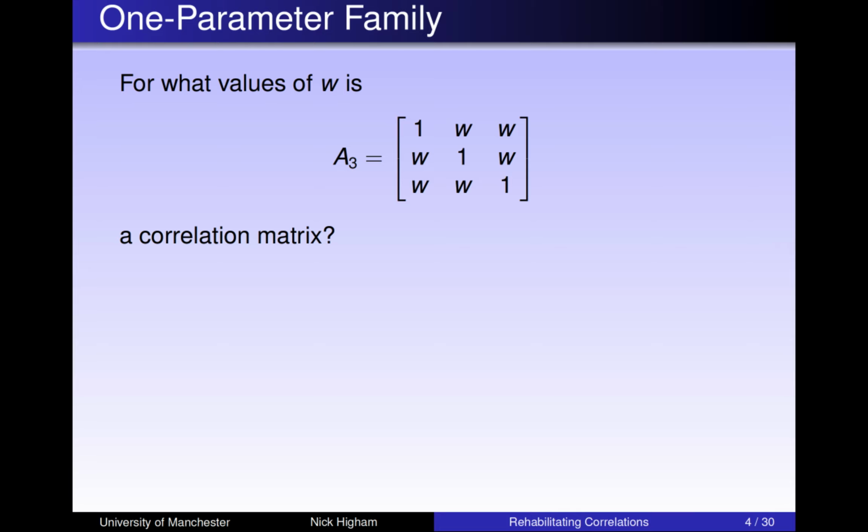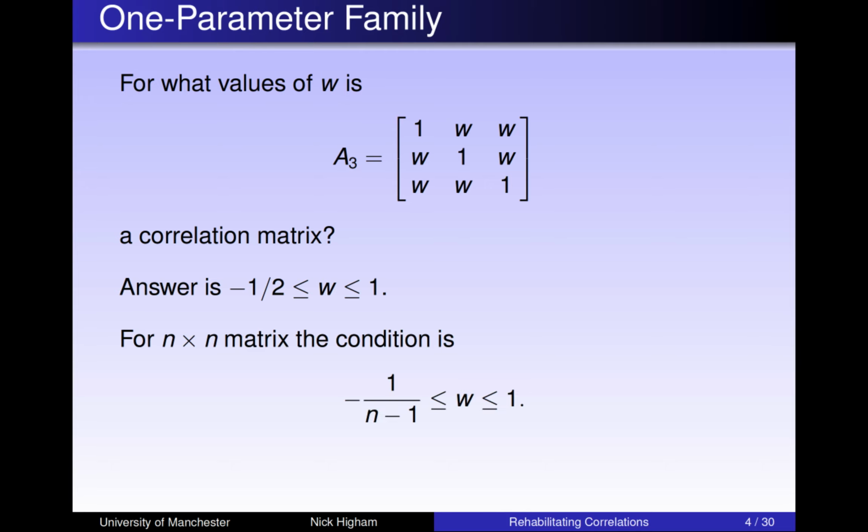So let's start looking at a very simple example of a potential correlation matrix. This is a matrix depending on one parameter w, and I want to ask for what values of w is that matrix a correlation matrix. You might be tempted to think that any w between -1 and 1 would work, but in fact w has to be at least -0.5, and it can go all the way up to 1. So the range of w that make a correlation matrix is not symmetric about the origin. In general, for an n by n version of this matrix, the condition is that w is between -1 over n minus 1 and 1.